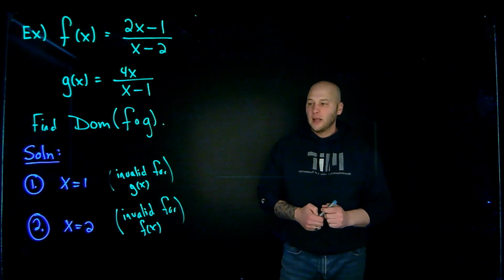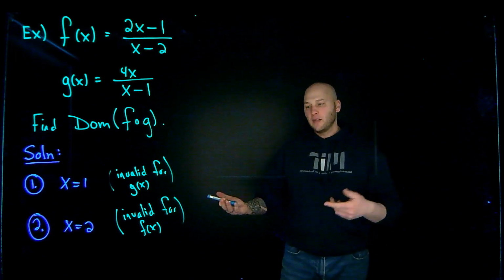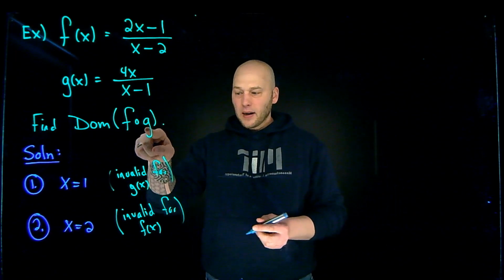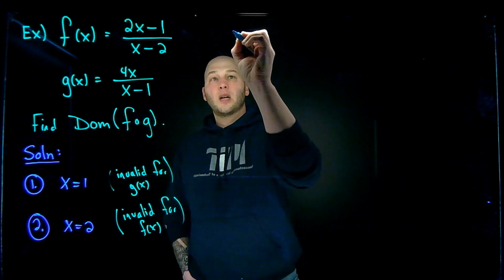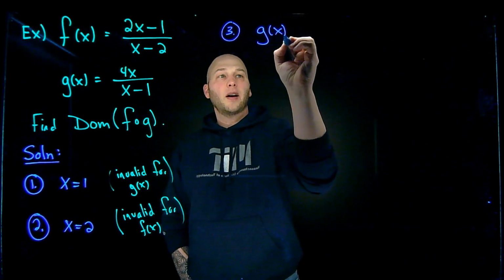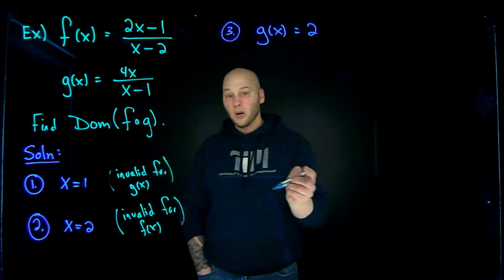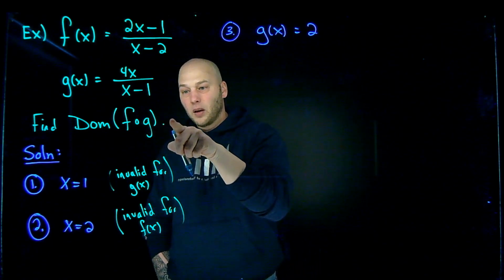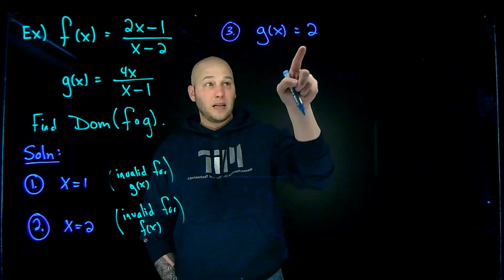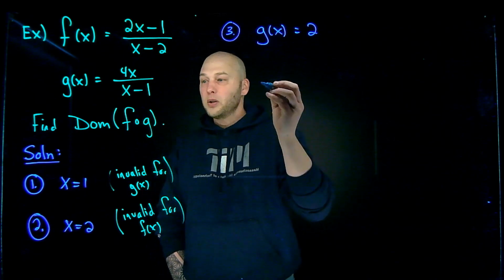And then step 3 was to say when would I ever get an output for g which would generate the invalid input for f? In other words, could the function value g of x ever be 2? So for step 3, I'm going to solve g of x is equal to 2. Because remember, after I plug a number into g, that output then gets plugged into f. So if g of x ever has an output 2, that original number can't get plugged into g.